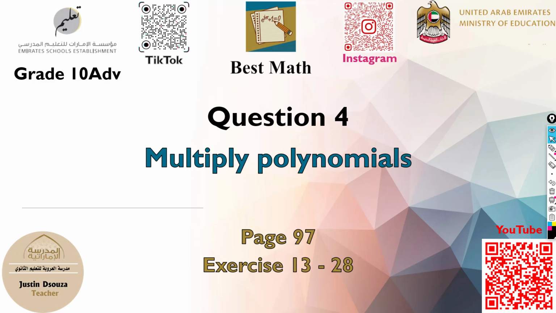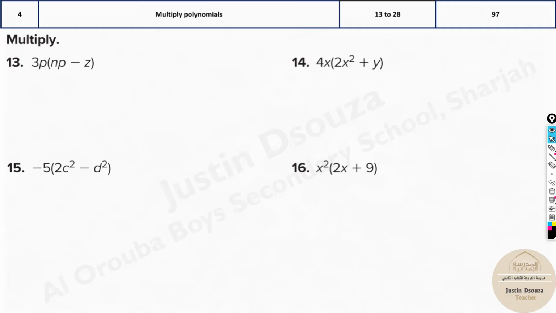Question 4 is on multiplying polynomials. Here it's very simple, just using the distributive property you can multiply them. What you have to do is multiply this 3p inside. If there is a plus or minus, it must be distributed to both the terms.